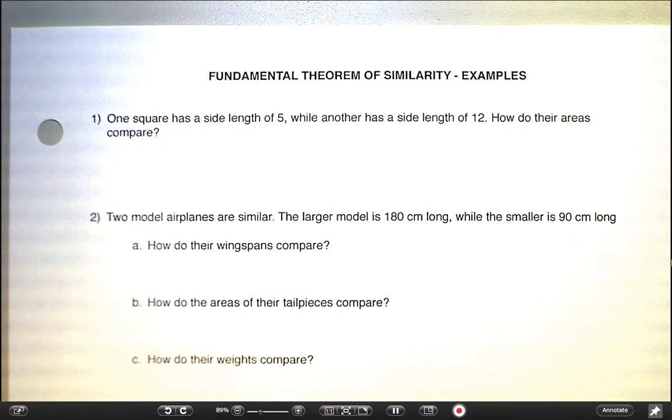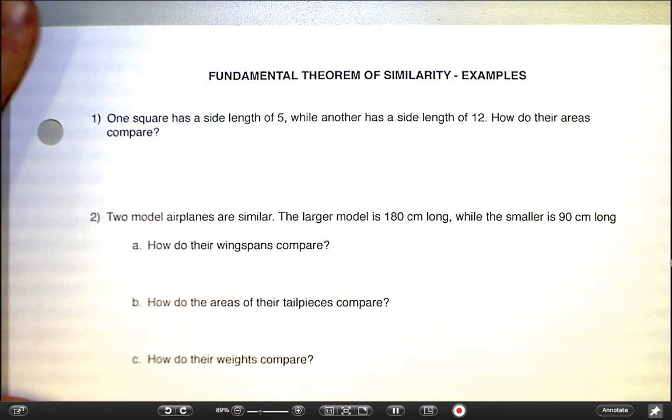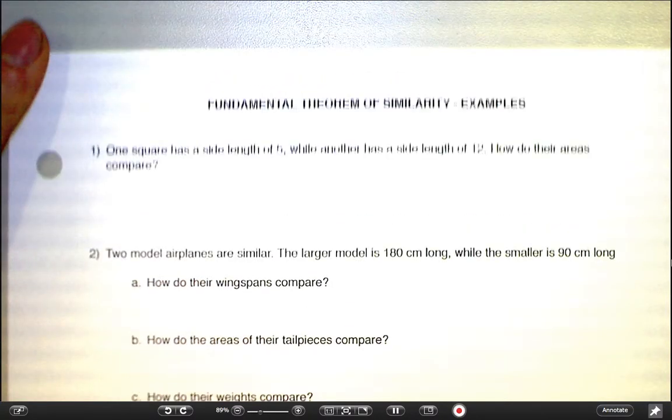Today we're going to be talking about the fundamental theorem of similarity. We're just going to go through a couple more examples here dealing with our theorem, just to give you a little bit more kind of notes here before you start on the other worksheet for today. So, just a quick review of the fundamental theorem of similarity.